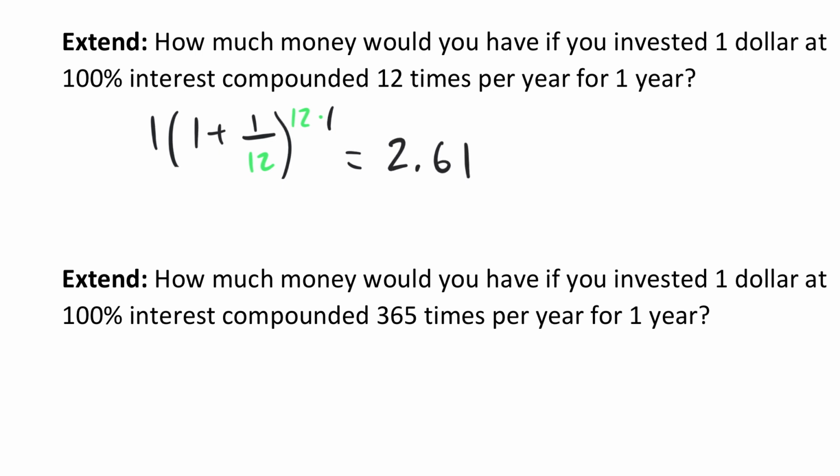All right, the numbers are going up. We had 2, now we have 2.25, now 2.61. Let's compound not just 12 times a year, not every month, but let's go 365 times. This means we're compounding every day. So we divide by 365 to the power of 365 times 1. All right, let me change this on my calculator, see what I get. I'm hoping for a big payday. This looks like compounding every day should be huge.